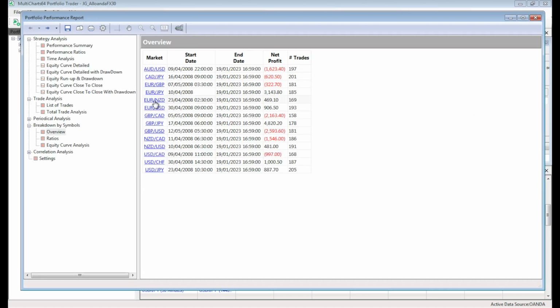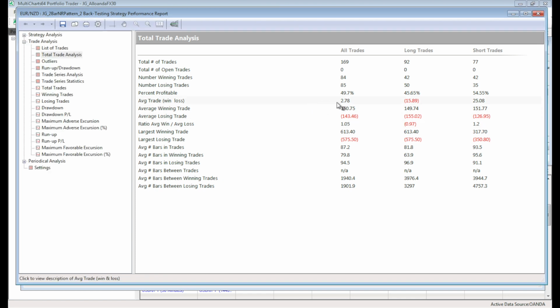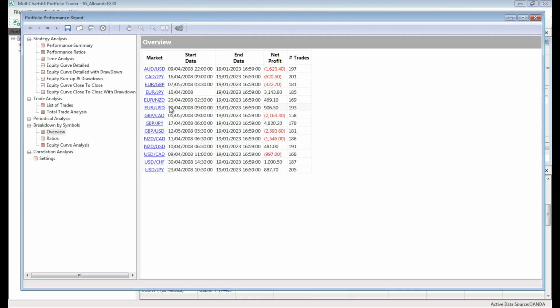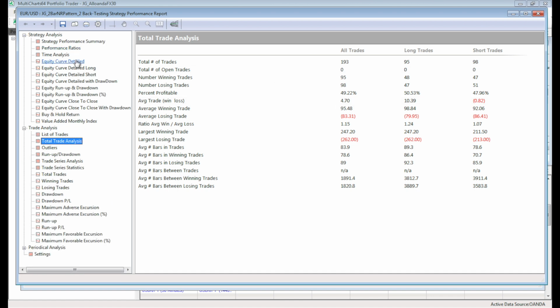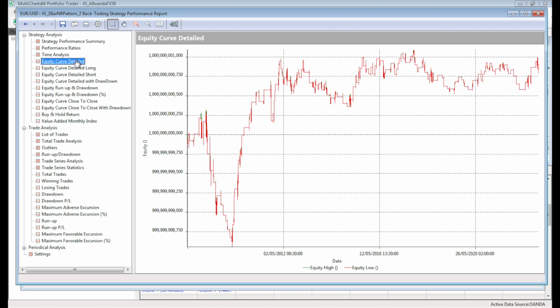Euro New Zealand is just profitable, but the average trade value is only 2.78 pips. That's not going to be profitable after costs. Euro dollar, average trade value, 4.7 pips. That's pretty small. If you were trading with very tight pips, then maybe you'd get some profit out of that. But that's what the equity curve looks like. Obviously had a terrible time early on, then a really good time, and then it's essentially just gone flat. Probably not something you'd want to trade.